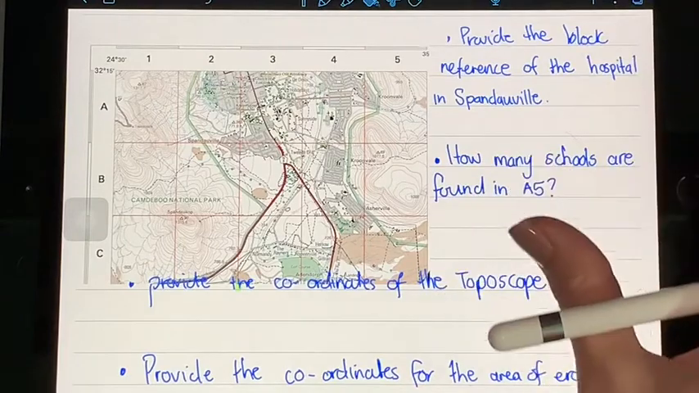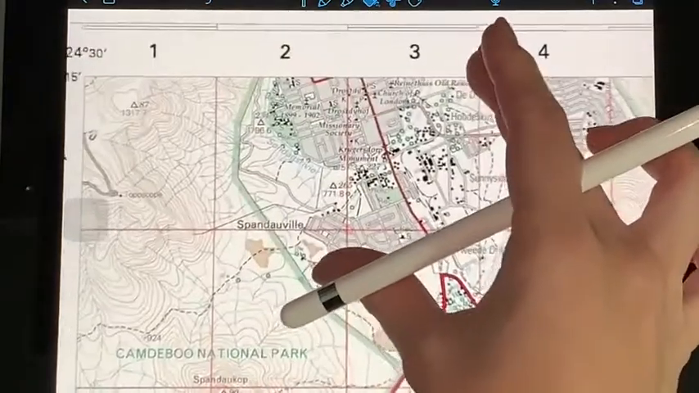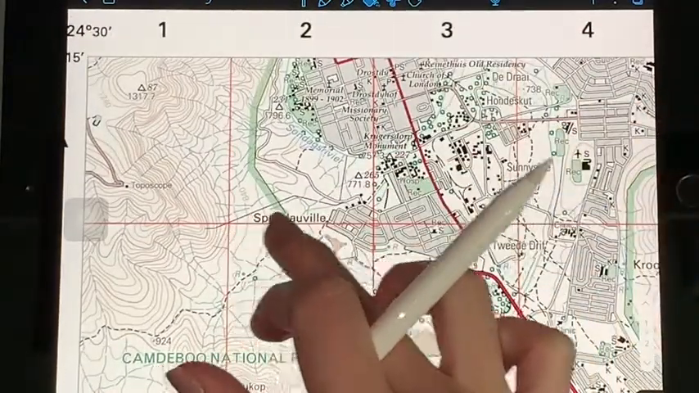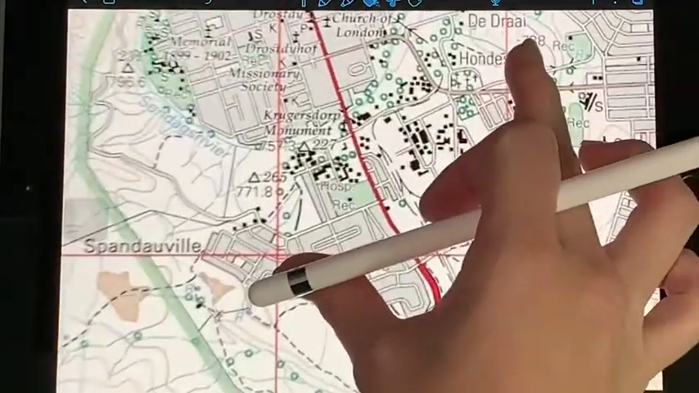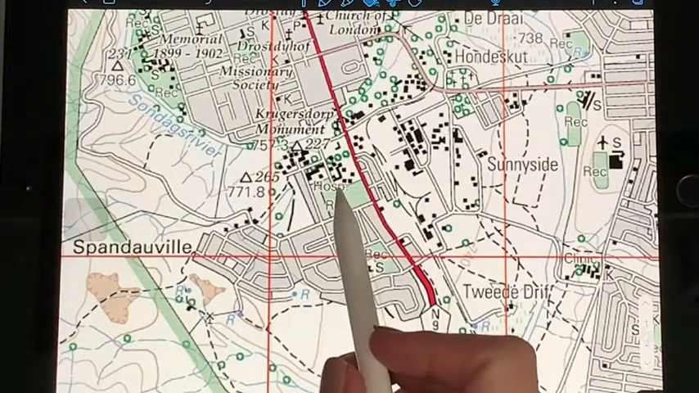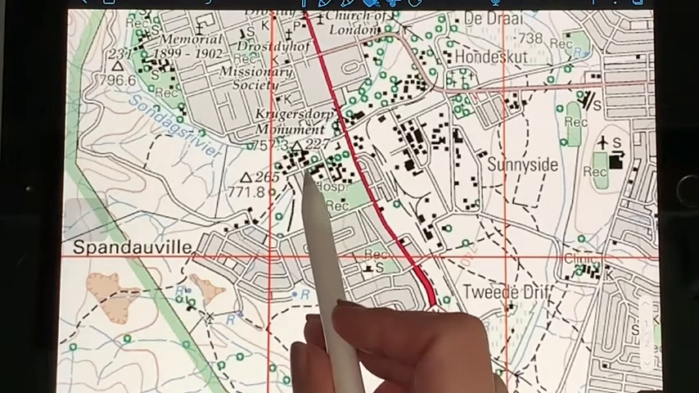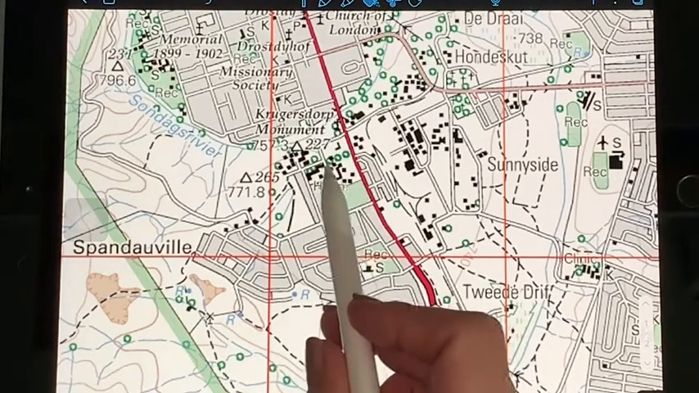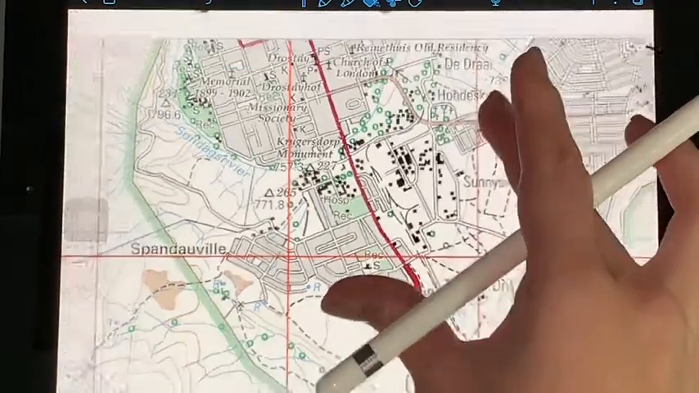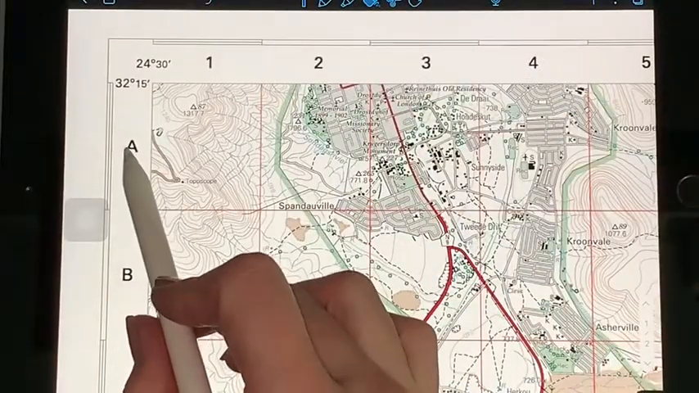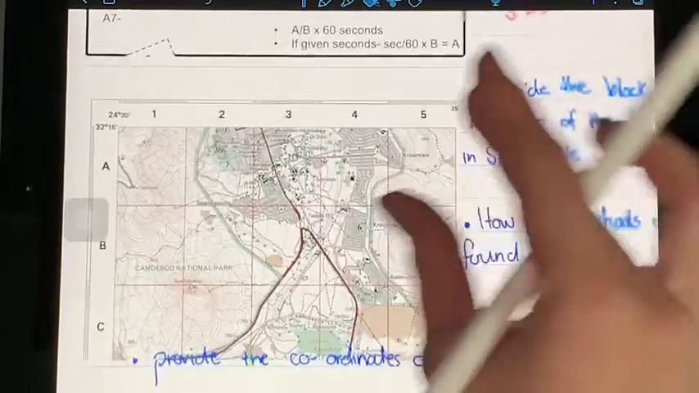Our first question says, provide the block reference of the hospital that is found in Spandauwel. And if I find the area of Spandauwel, I look for the actual name, that is the area name, then I can see the symbol there for hospital is indicated. And really what the symbol is would be the actual name HOSP, and the black buildings that are rather large. You can see they're quite big black blocks, and that would indicate the region that is covered by the hospital. And so specifically we're looking for the block reference of that hospital. And so we look over here and we say that it is in row A, column 3, and so its block reference is A3.